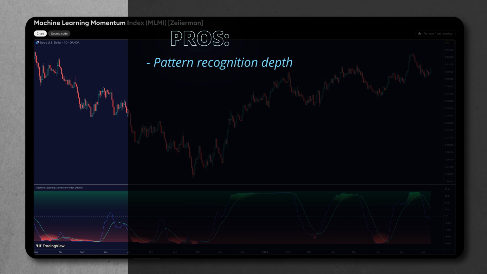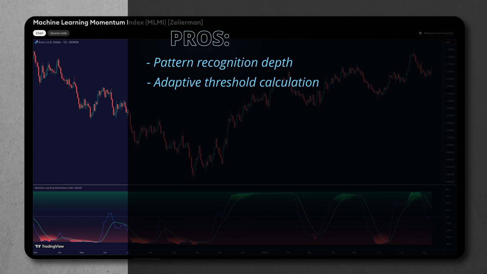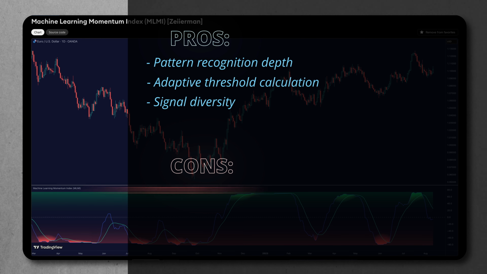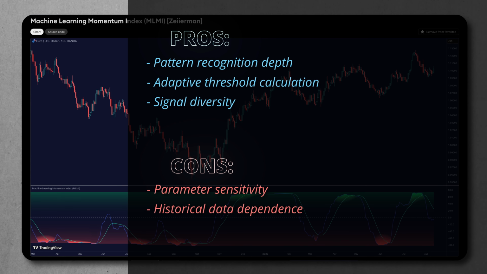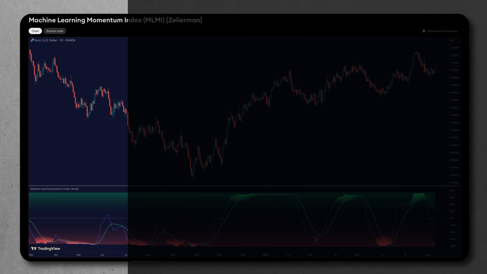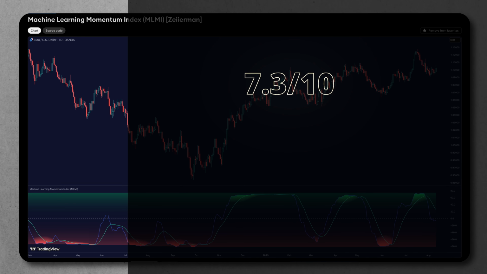Pros: pattern recognition depth, adaptive threshold calculation, signal diversity. Cons: parameter sensitivity, historical data dependence, computational complexity. Ranking: 7.3 out of 10.